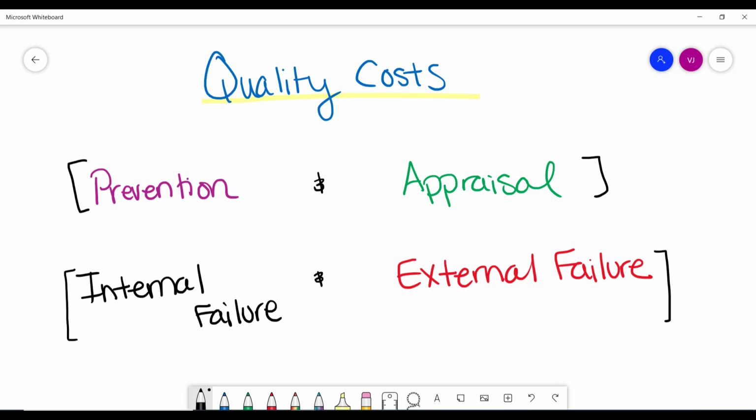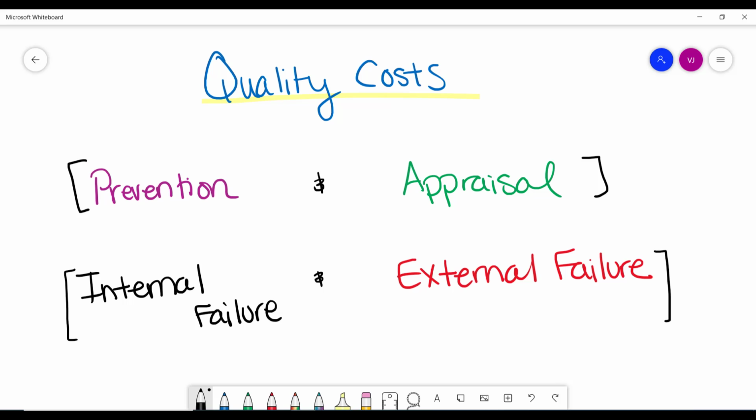Internal failure costs are the costs we incur as a result of identifying defects before that product heads out the door and is shipped to the customer. This is where we find a mistake and we go ahead and fix it, so these are the costs involved with that. Internal failure costs include things like reworking the product, spoilage, and scrap, all of those things that are a result of finding an issue and having to fix that issue before the product is sent on to the customer.